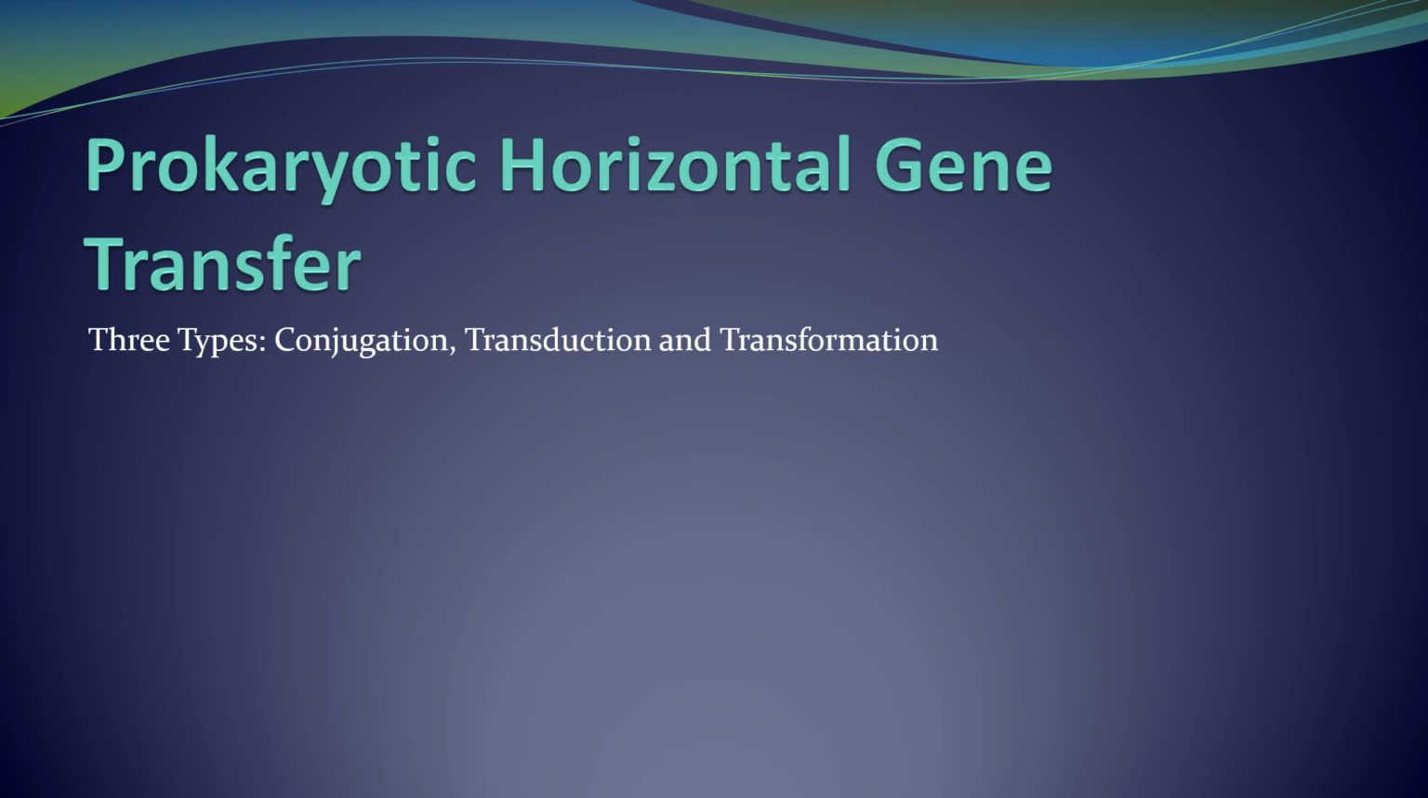There are 3 types of horizontal gene transfer found in prokaryotic cells. Those 3 types are conjugation, transduction, and transformation. The goal of each one of these is for DNA to move from one cell to another. It's just the how that changes. So let's jump on in.